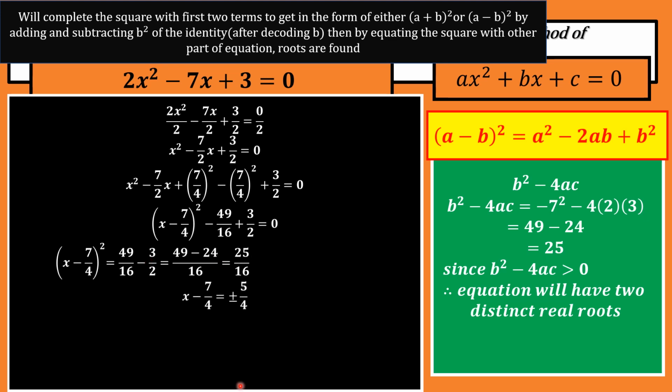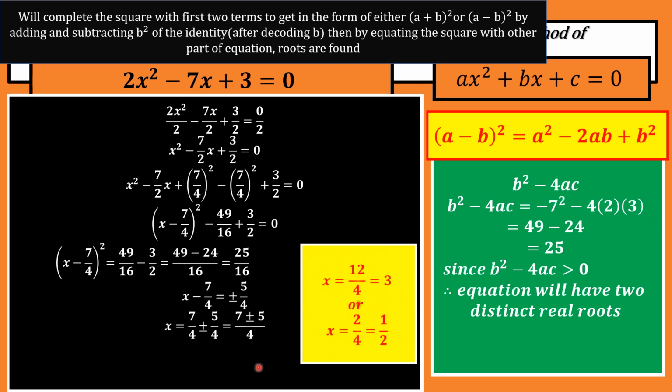Further, taking under root on both sides, on the left x minus 7 upon 4 is equal to plus minus 5 upon 4. So x is equal to, we'll transpose minus 7 upon 4 to this side, we'll get 7 upon 4 plus minus 5 upon 4. 4 is the LCM. These are like fractions, so x is equal to 7 plus 5, 12 upon 4, or 7 minus 5, 2 upon 4, so 3 and 1 upon 2 are the values of x. So this is the trick.